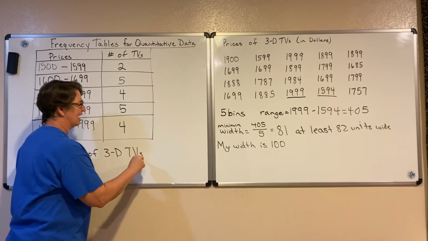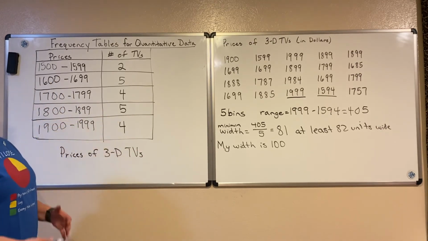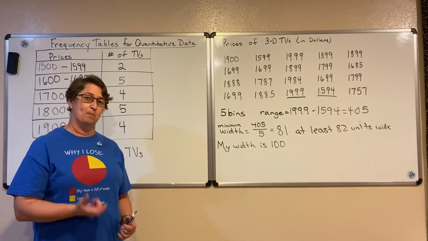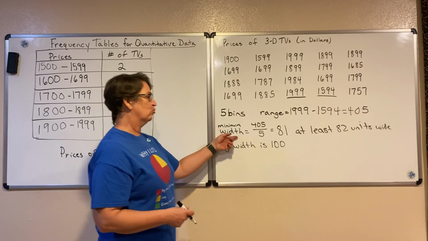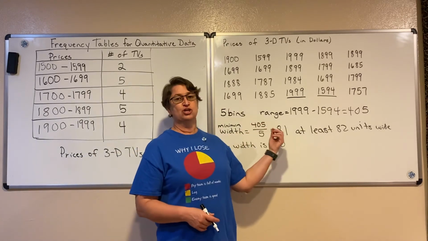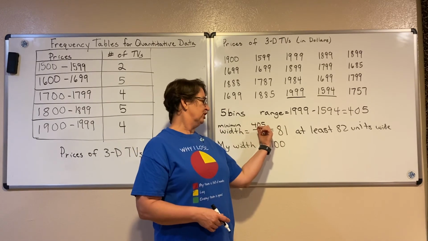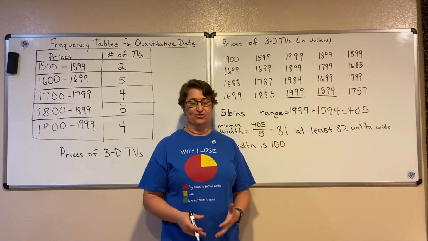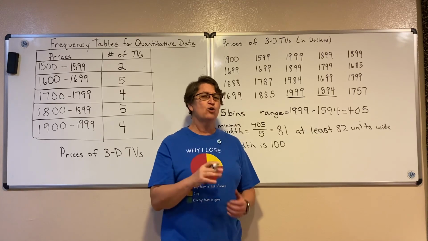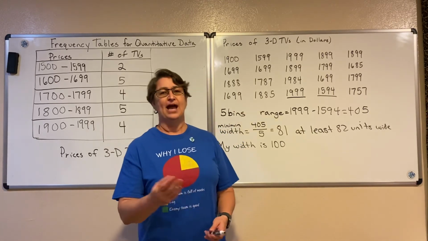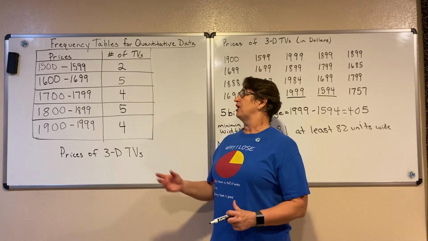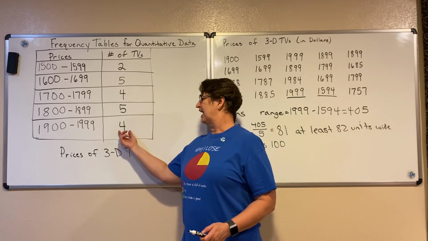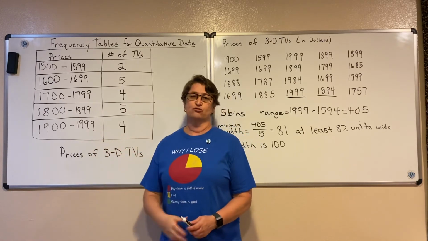So when we make our frequency tables, the first thing we have to do is figure out our categories, our classes or bins. We're going to use our range and the number of classes to figure out our width. And then we're going to think about what makes sense to count by and count by those. So there's our frequency table where we can see how many data points are within each one of those categories.